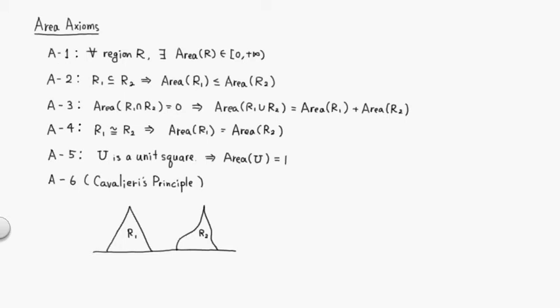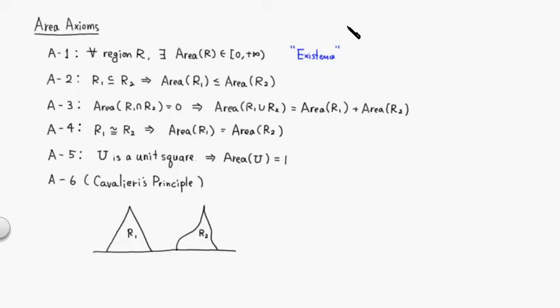Okay, let's look at the area axioms. All right, the first one, A1. For every planar region R with a finite region, so it's a bounded region, there exists an area, a non-negative real number called area, associated with the region. All right, so that's the existence of the area.